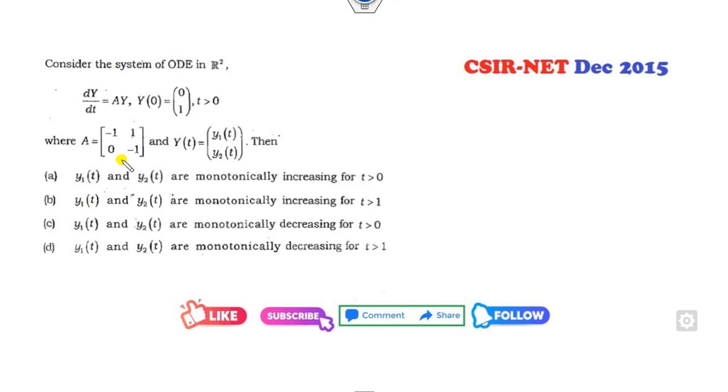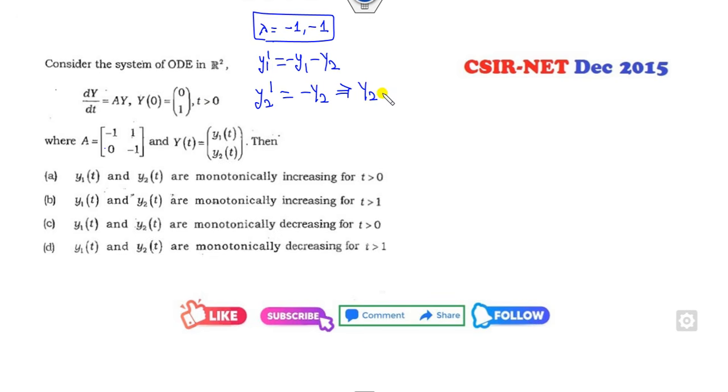Okay, again you can see from here, can you find the eigenvalues? Eigenvalues are minus 1 and minus 1. Fine. Or the best way is I can write the system of equations: y1 prime is minus y1 minus y2, y2 prime is minus y2. From here I can say this is e raised to power minus t. Fine. I can substitute here: y1 prime plus y1 is c e raised to power minus t.